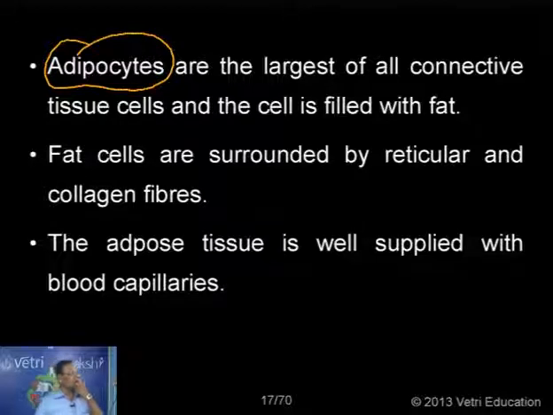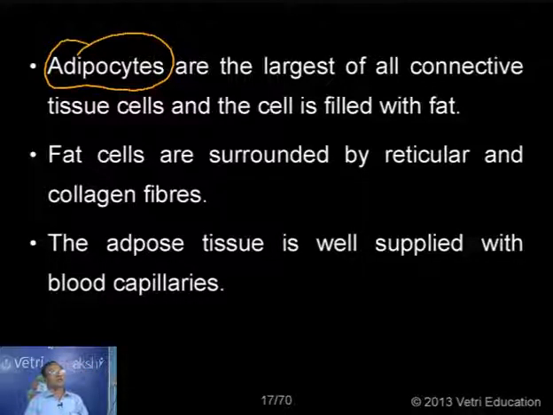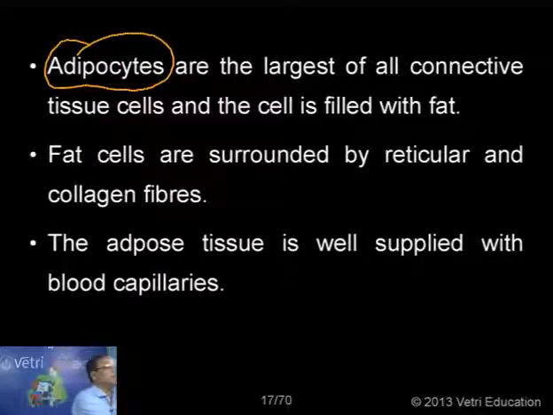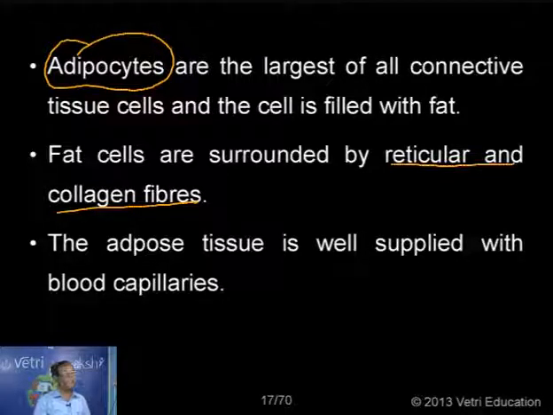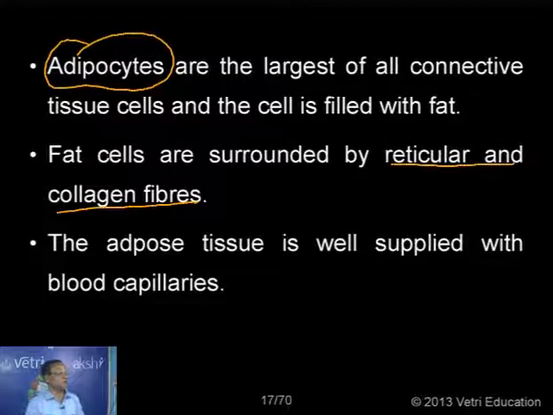And normally the fat cells are provided support and strength by the reticular and collagen fibers. They are surrounded by reticular and collagen fibers. The network of fibers is made up of collagen, again the unbranched collagen fibers. And they are richly supplied with blood vessels and nerves. So we have a large amount of blood capillaries also in adipose connective tissue.